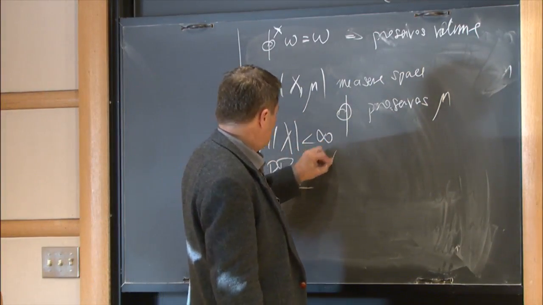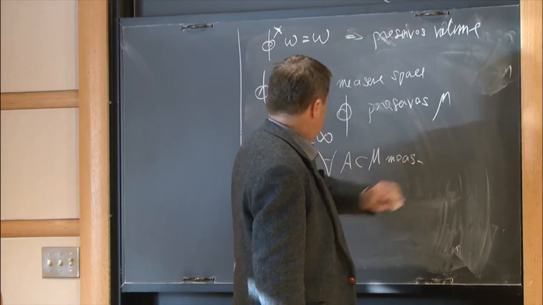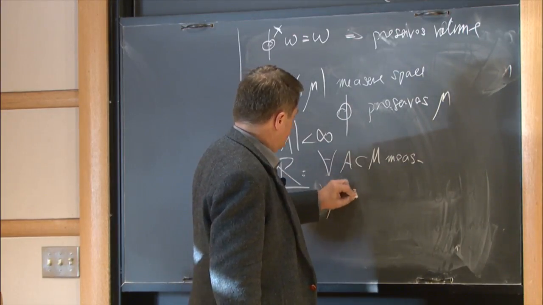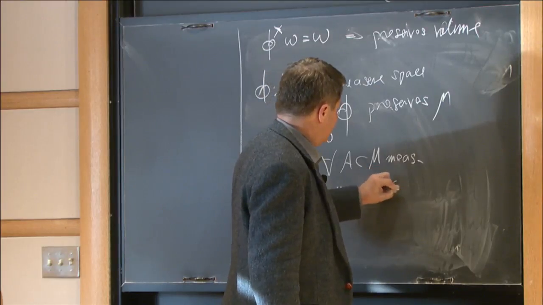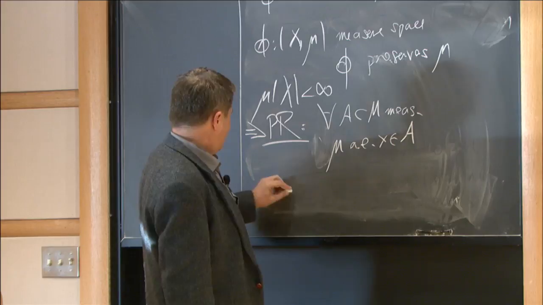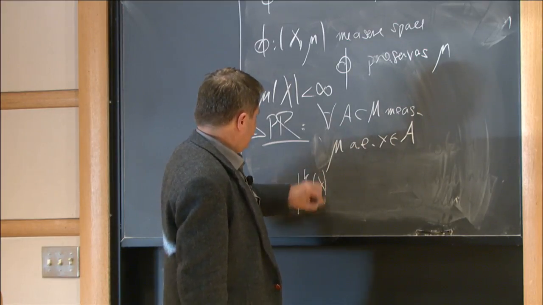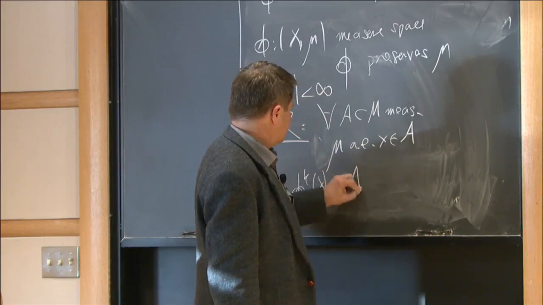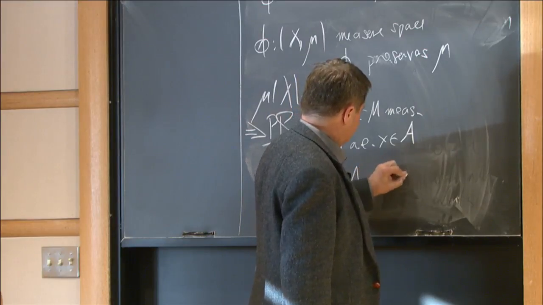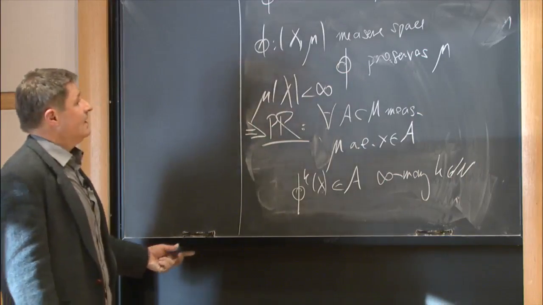For example, for every measurable set A and for almost every x in that given set, this point returns to the a priori given set A for infinitely many k. That's one version.